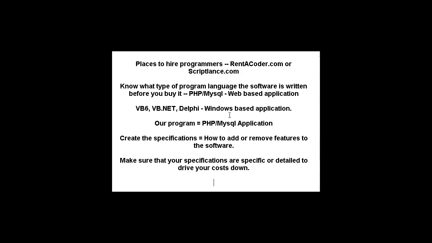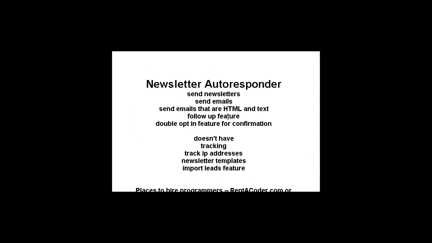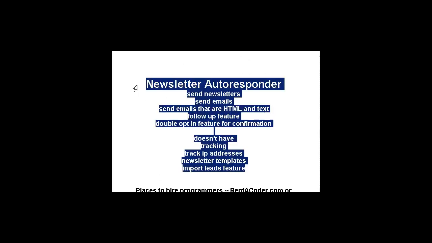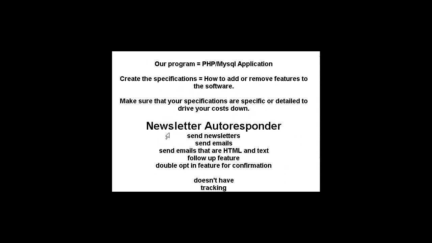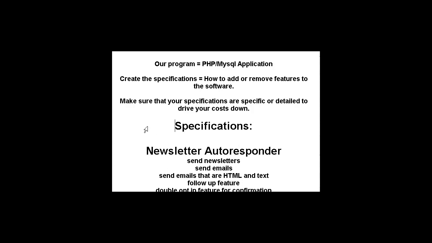And the question is, how do you become specific? So we'll scroll up here and we'll copy this, and I'll go back down here and paste that here. So your goal is to add features. Specifications. The reason I want to type the specifications first is that you want to do this beforehand, and then after that you can go onto rentacoder.com or scriptlance.com and submit your project specifications.